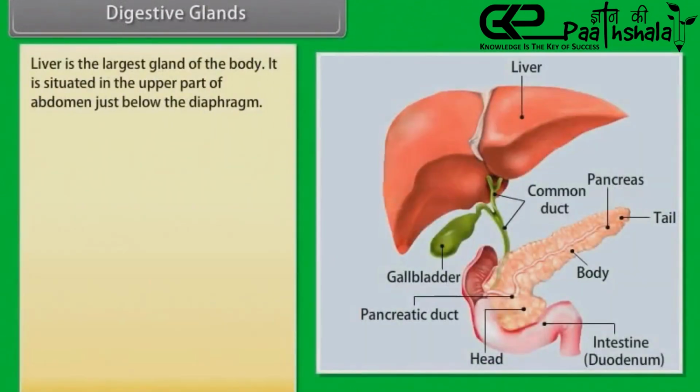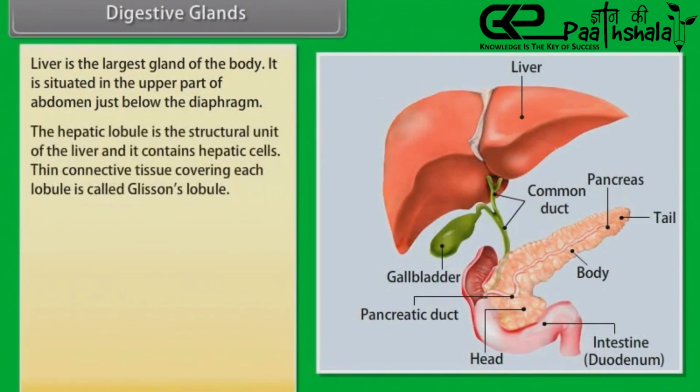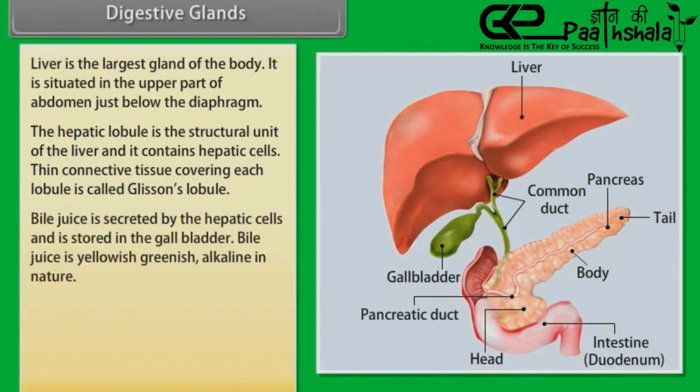Liver is the largest gland of the body. It is situated in the upper part of the abdomen just below the diaphragm. The hepatic lobule is the structural unit of the liver and it contains hepatic cells. Thin connective tissue covering each lobule is called Glisson's capsule. Bile juice is secreted by the hepatic cells and is stored in the gallbladder.